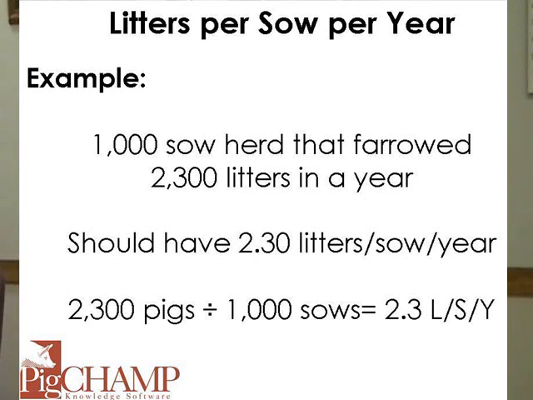One of the traits we use to measure output from the farm is litters per sow per year. For instance, if you had a 1,000 sow farm and you farrowed 2,300 litters in a 1 year period of time, common sense would say you had 2.30 litters per sow per year. This is very consistent, very clean if you're looking at fairly long intervals, such as a year of time.